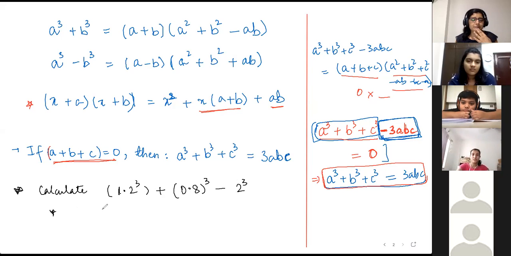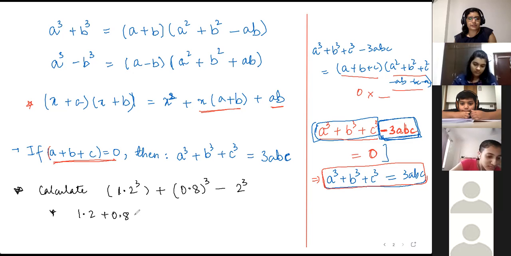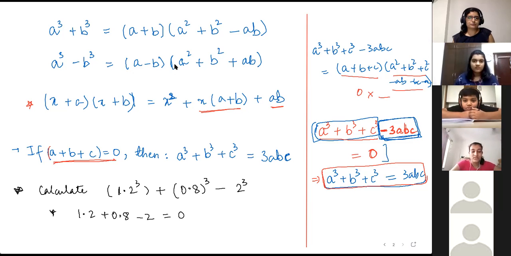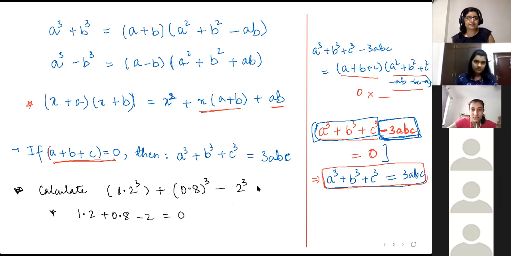Okay, so is the sum equal to 0? Check 1.2 plus 0.8 minus 2. How much is it coming? It's 0. 0 is coming, right? So basically, what will be the value of this cube expression then, if you apply this identity?